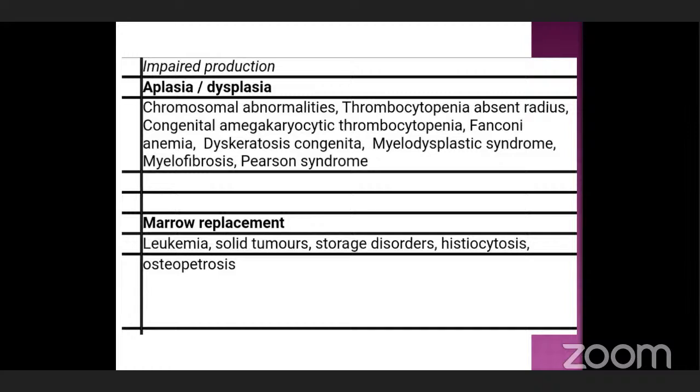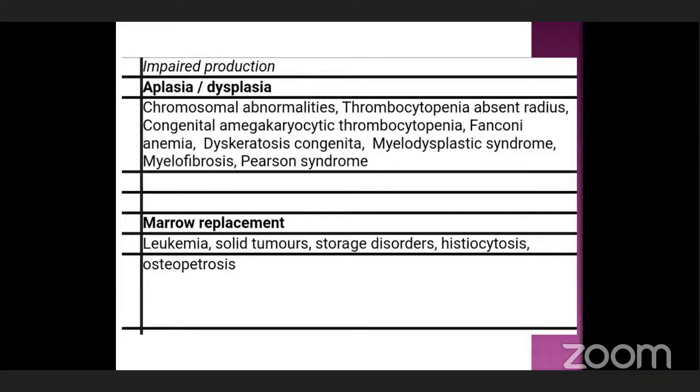And also conditions where there is marrow failure, like myelodysplastic syndrome, myelofibrosis, and also Pearson syndrome. In Pearson syndrome, along with thrombocytopenia, there can be pancreatic insufficiency also. Then marrow replacement by some other tissue or by blasts, so that the normal megakaryocytes are limited to a very small number, and normal platelet production doesn't take place.